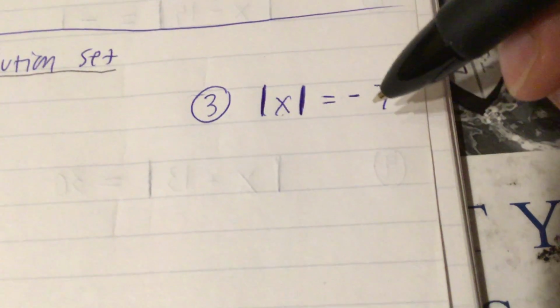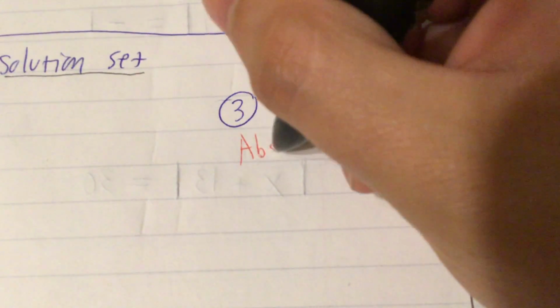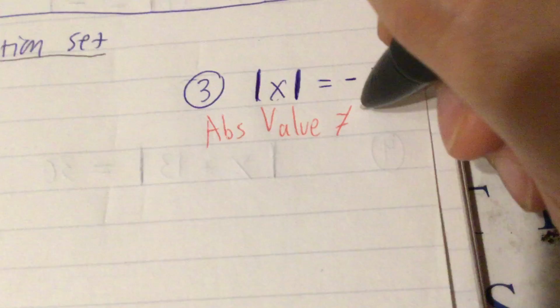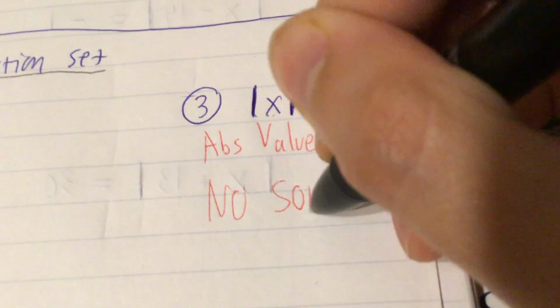The absolute value of negative 7 would be 7, not negative 7. If the absolute value bars equal a negative output, that's impossible. The absolute value can never equal a negative. So x has no solution.